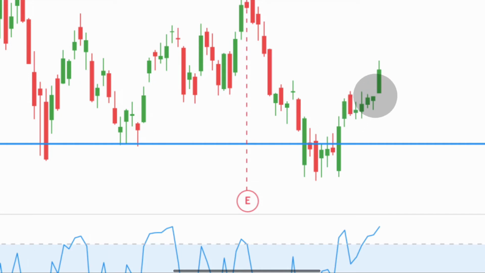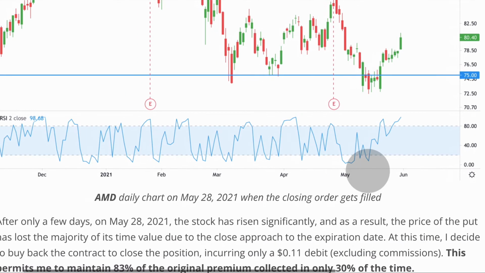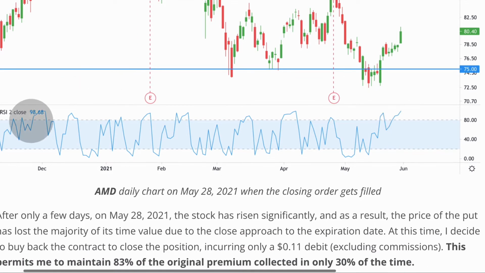So after a few days, actually after 3 days, you see this green candle here, so it moves from here to here, and then quite sharply up with this almost solid green candle with a little bit of shadow on the top. The RSI 2 is getting to be overbought, here it is 98.